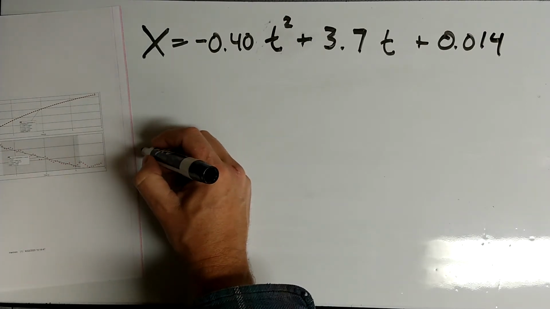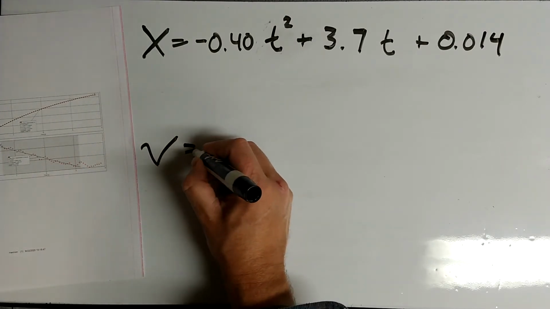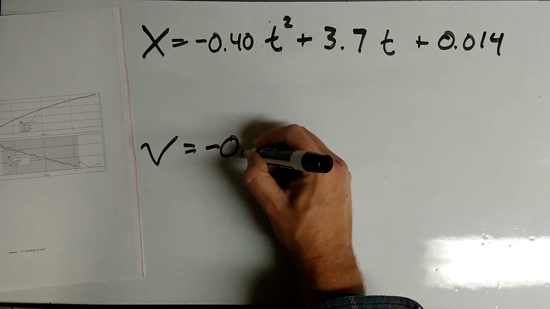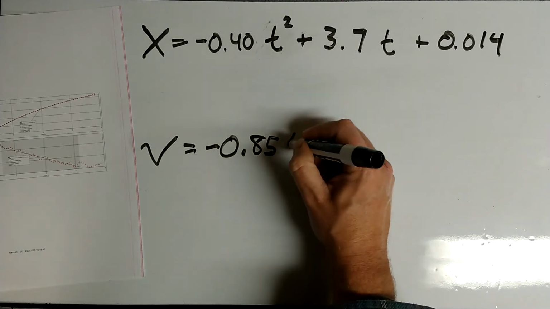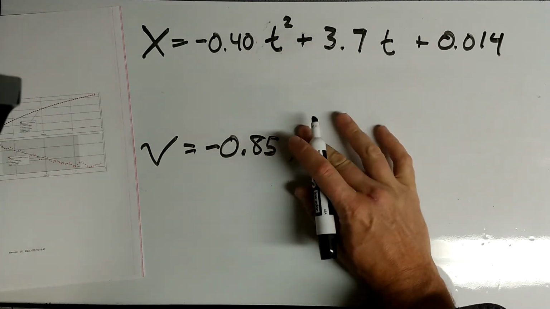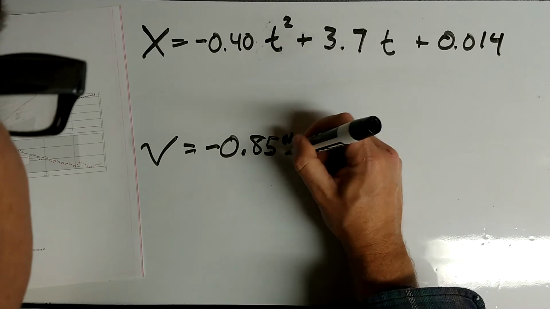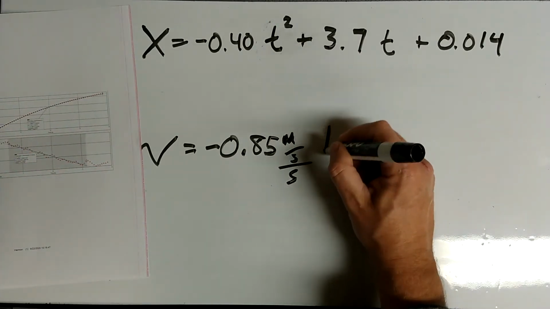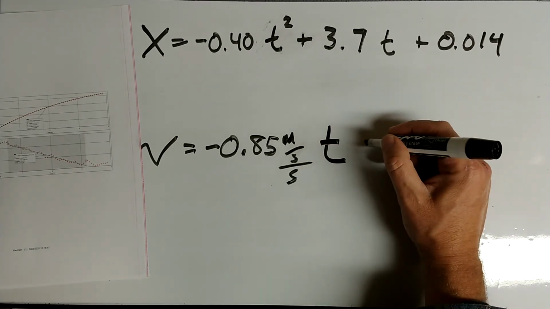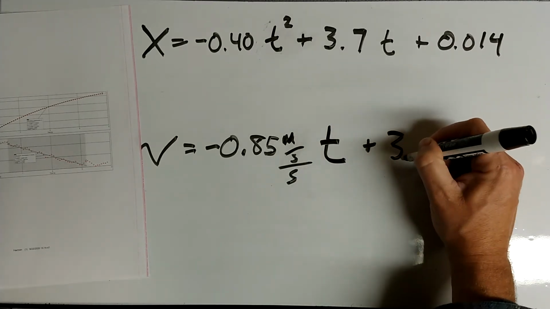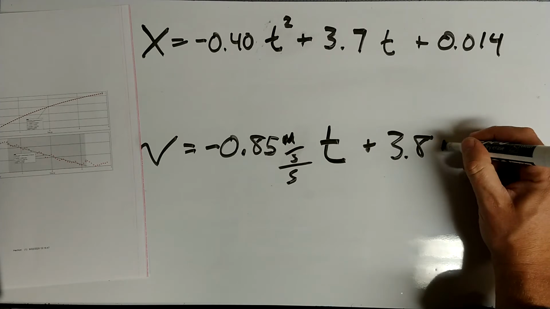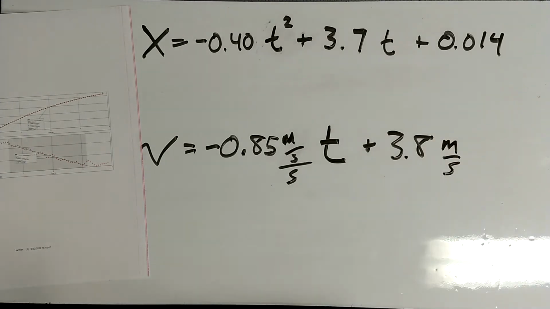The velocity versus time graph here is v equals m, which is negative 0.85 times t. This one has units. It's meters per second squared as written, which is an acceleration, which it should be, times t plus 3.8 meters per second. So this is great.